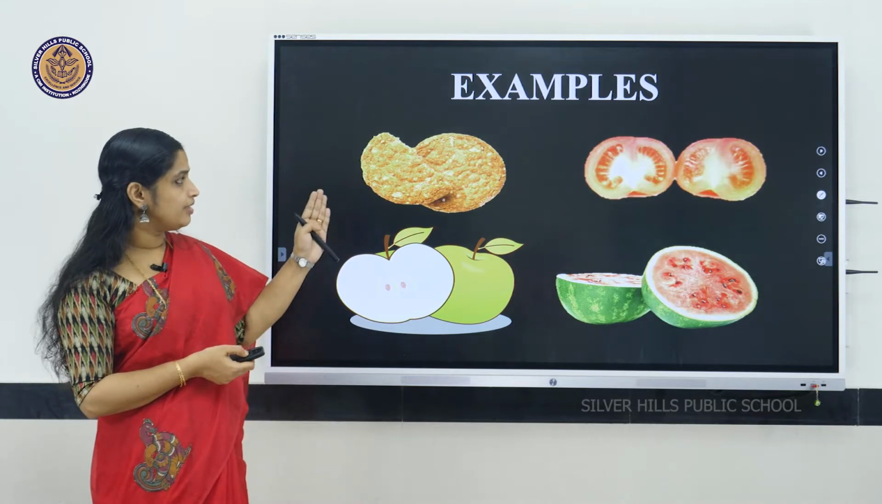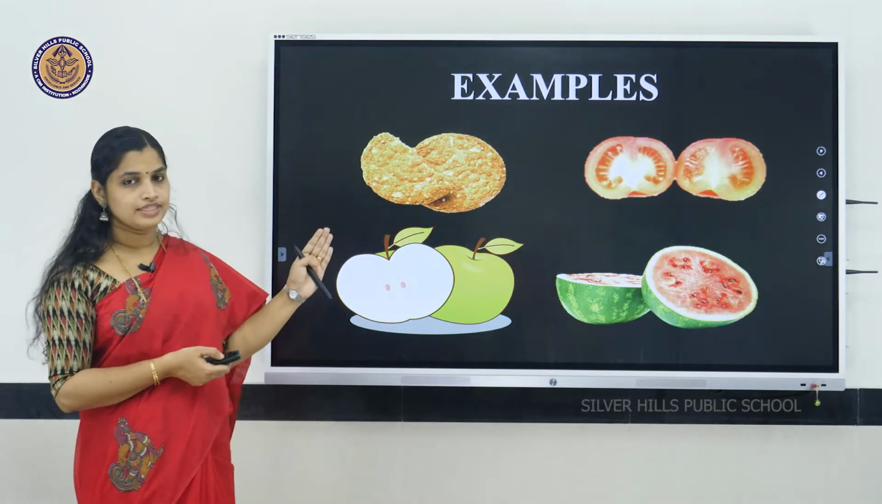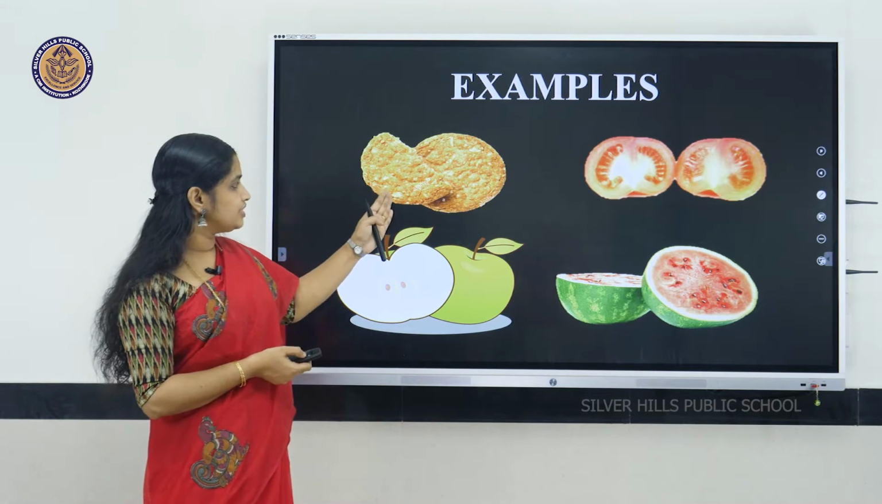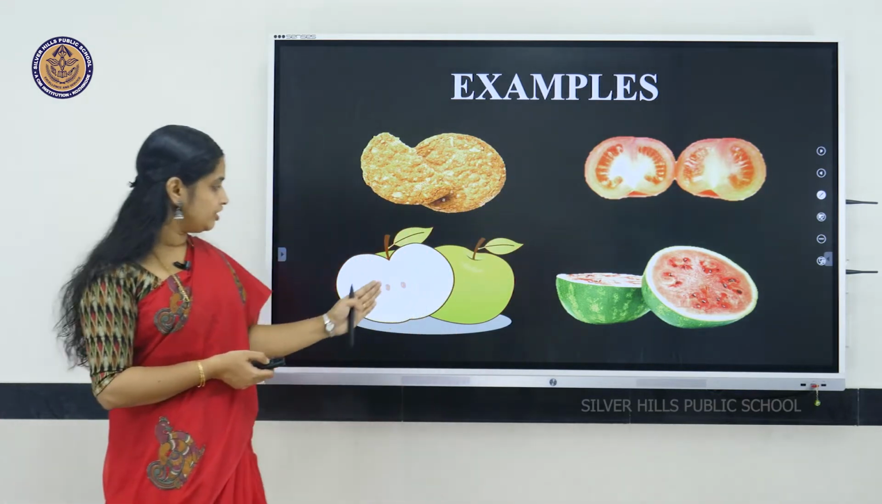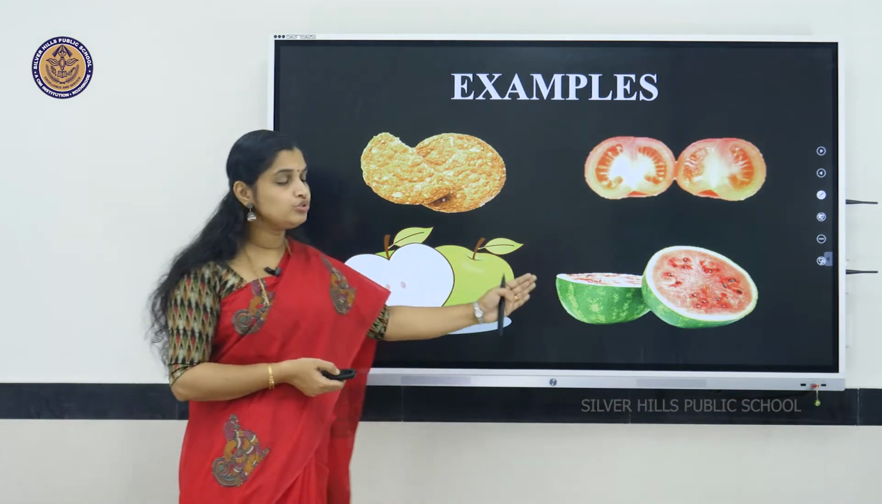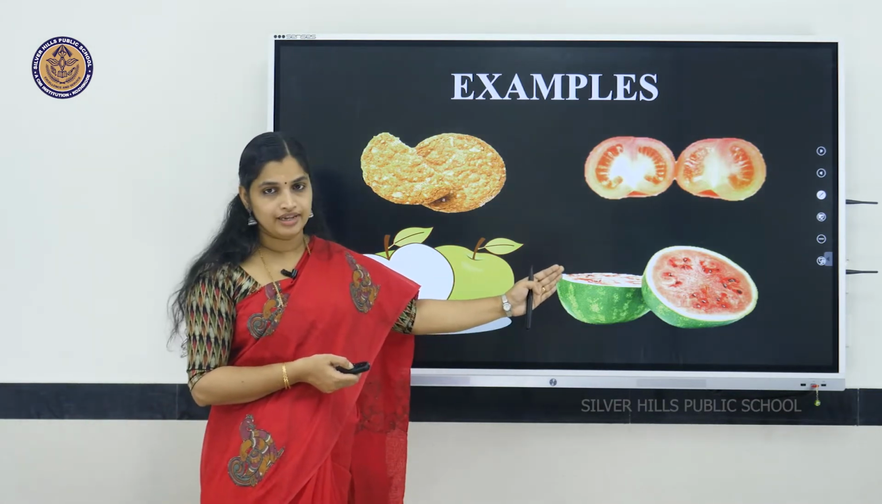Now these are some real life examples. Here you can see half of a biscuit, two halves of a tomato, here half of an apple, here two halves of a watermelon.